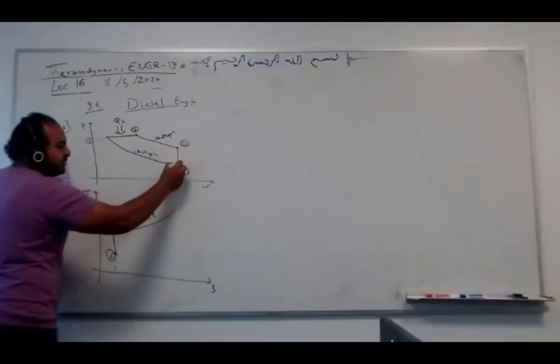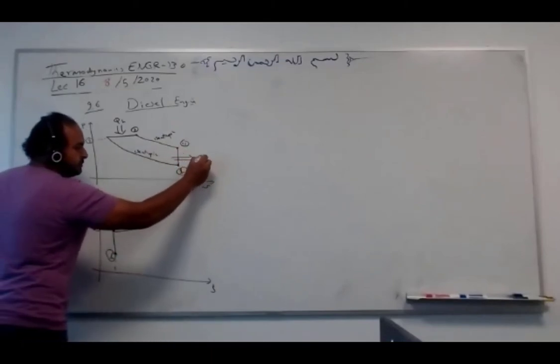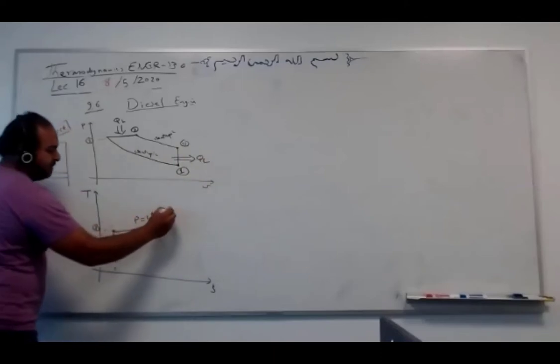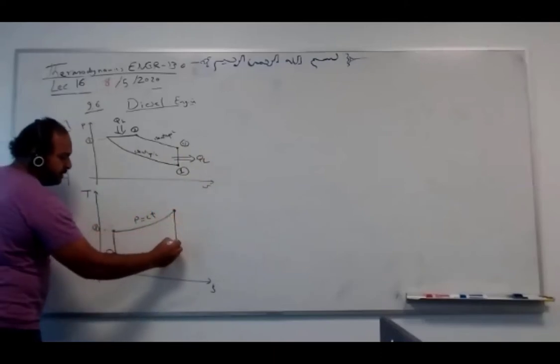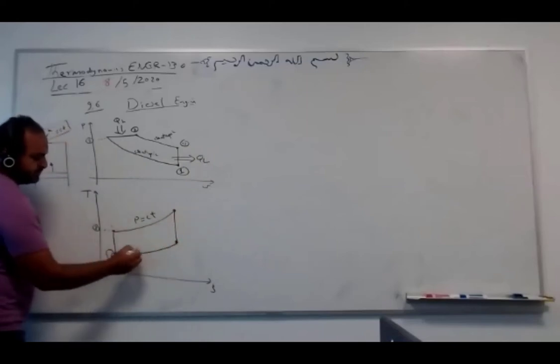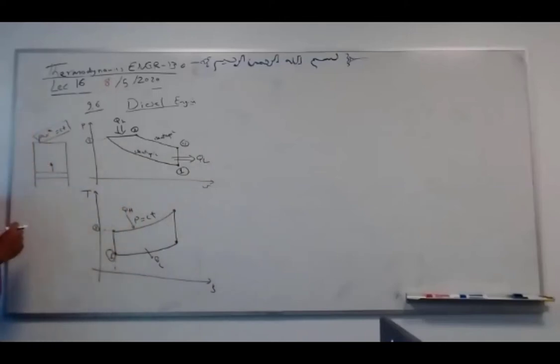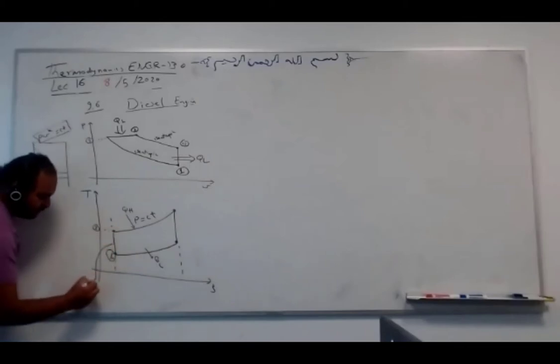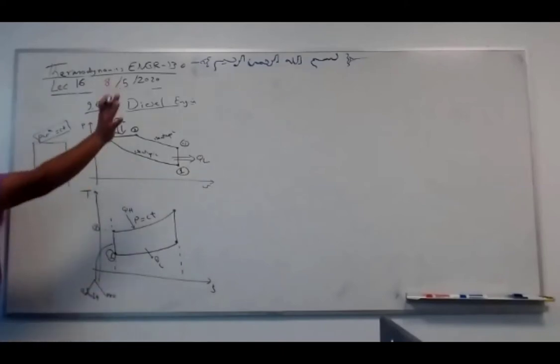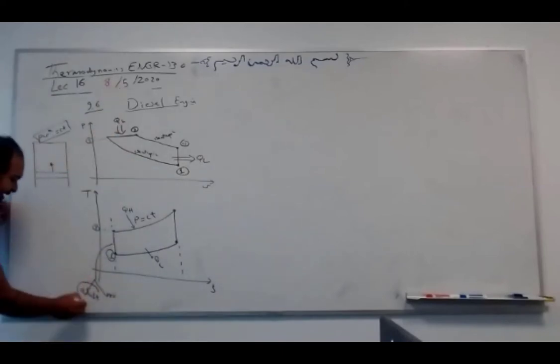Then we have heat rejection. So we have isentropic work, then heat rejection. This is Q low, this is Q high. Anything with Q is not isentropic, of course, since entropy increases with heat. To have an isentropic process, you need two things: adiabatic plus reversible. Everything is reversible here. If it's adiabatic and reversible, it means isentropic.